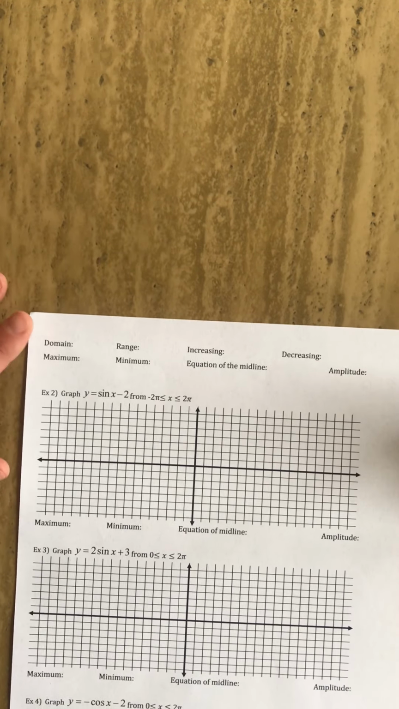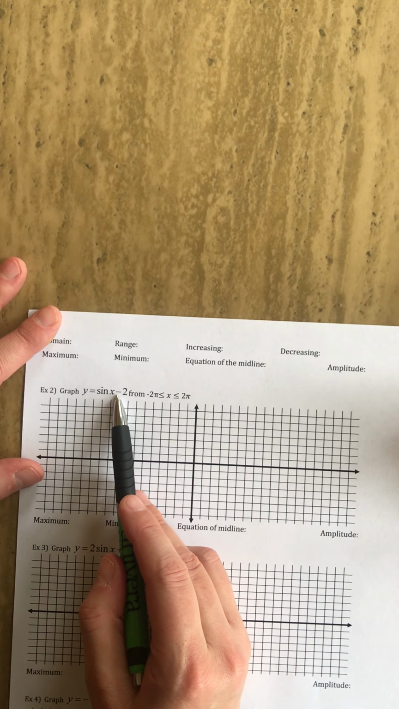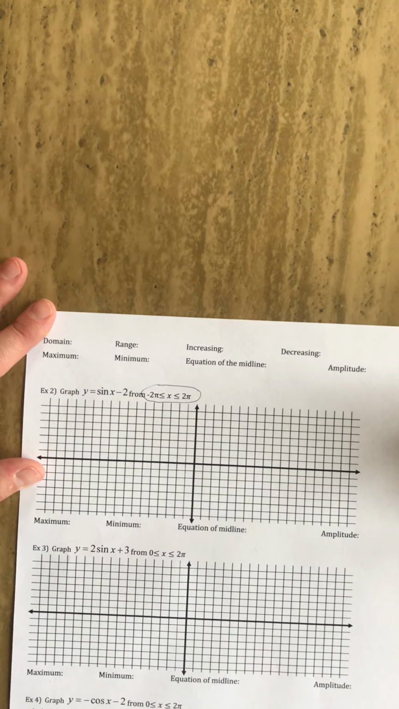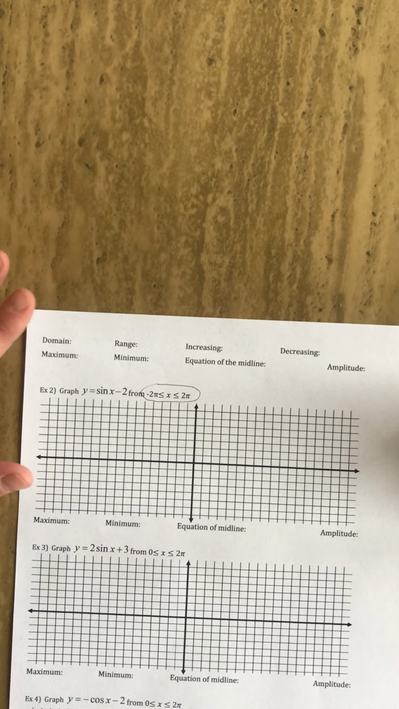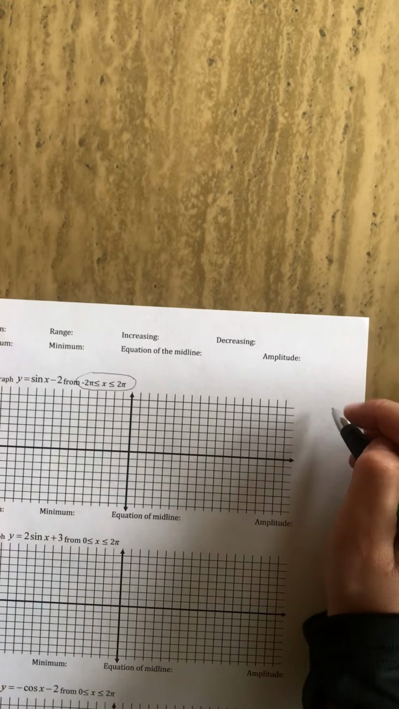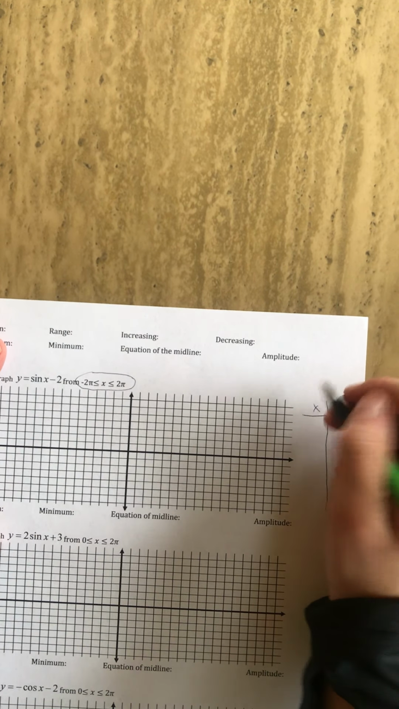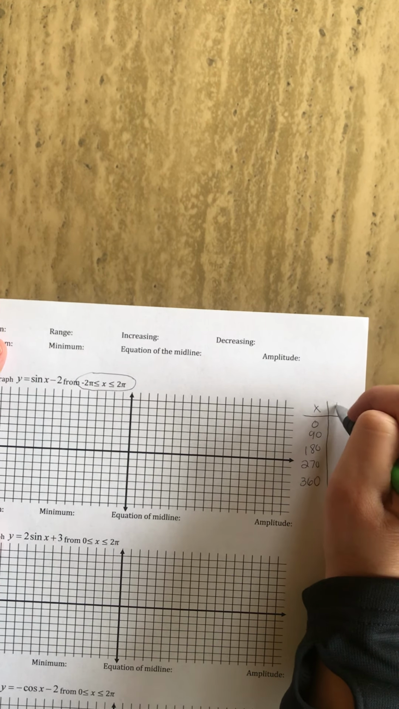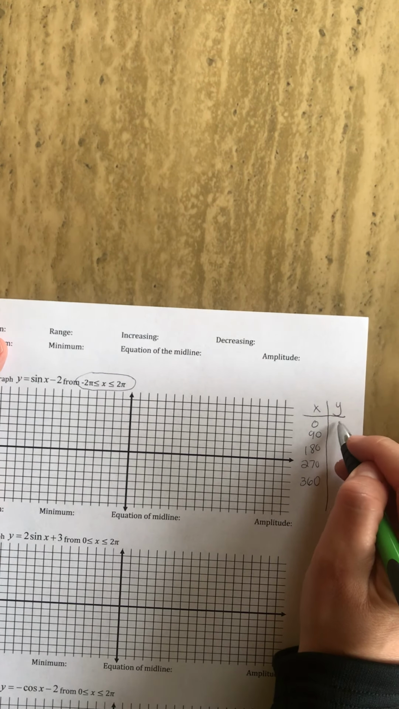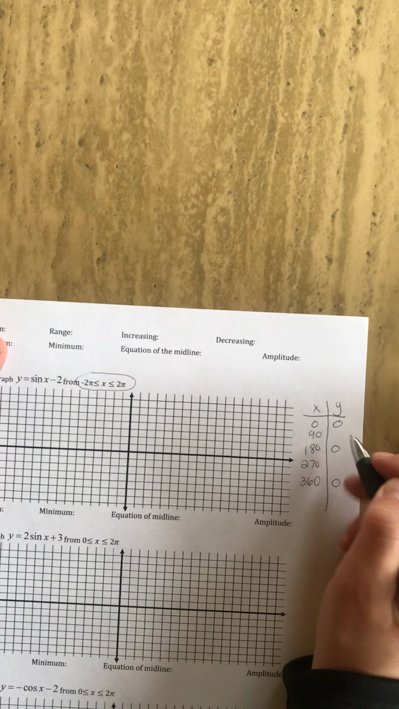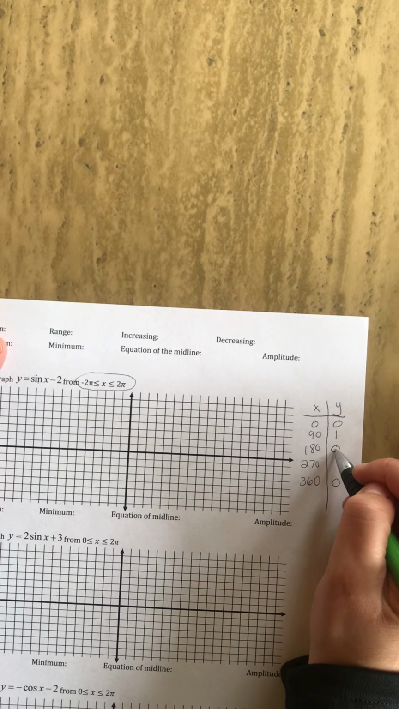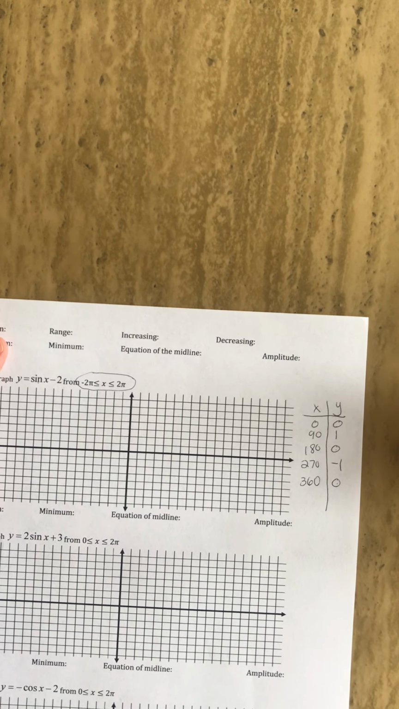Okay, moving right along to the second example. We have y equals sine x minus 2 from -2 pi to +2 pi. So you can go ahead and focus in on your key points for sine. So we have 0, 90, 180, 270, and 360. Our y value, sine, starts at 0, ends at 0. Start at 0, go up to 1, 0, -1, back to 0.